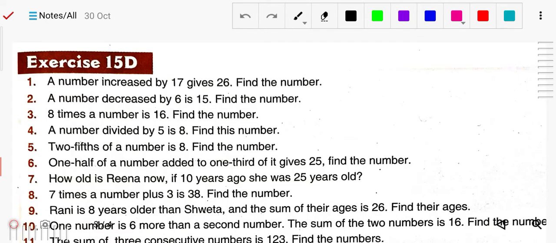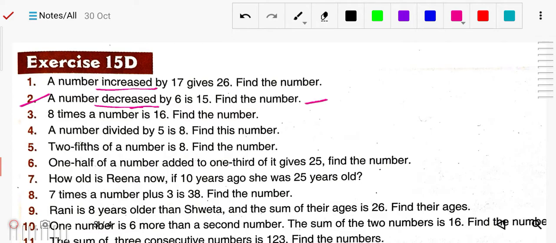Now question number 2. A number decreased by 6 is 15. Find the number. This is the same as question number 1. The only difference is that here it is decreased, and earlier it was increased. So here you have to write x minus 6. Earlier we wrote x plus 17. Here you have to write only x minus 6, and you can find the answer.